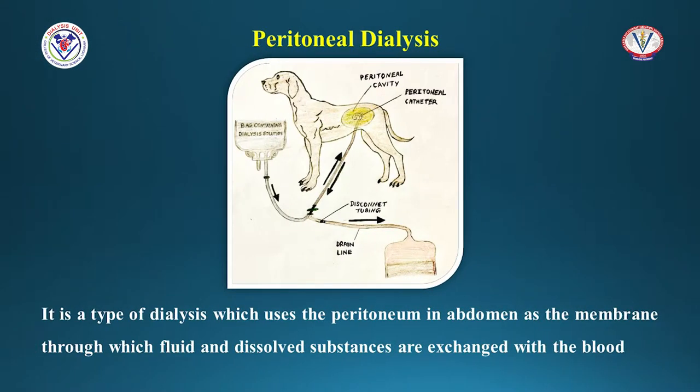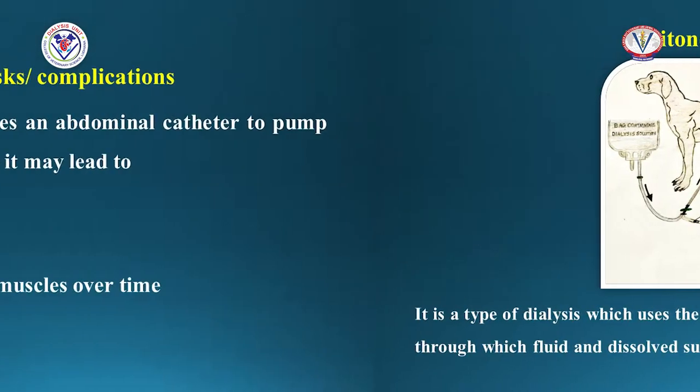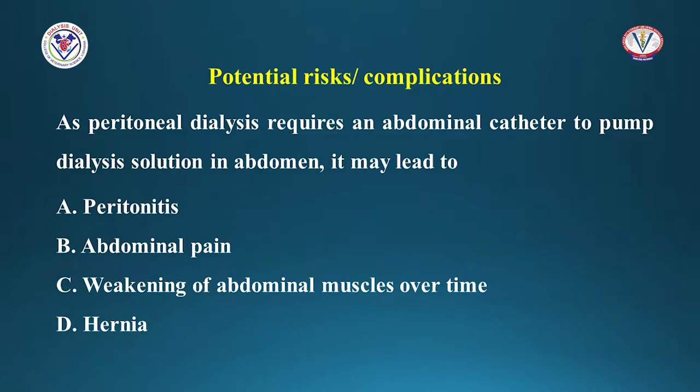Peritoneal dialysis. It is a type of dialysis which uses the peritoneum in the abdomen as the membrane through which fluid and dissolved substances are exchanged with the blood. The potential risks and complications of peritoneal dialysis. As peritoneal dialysis requires an abdominal catheter to pump dialysis solution in the abdomen, it may lead to peritonitis, abdominal pain, weakening of abdominal muscles over time, or hernia.